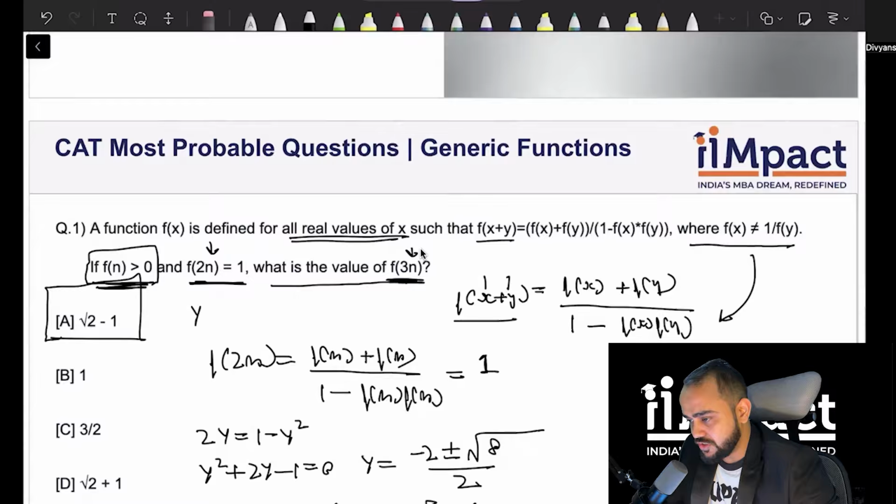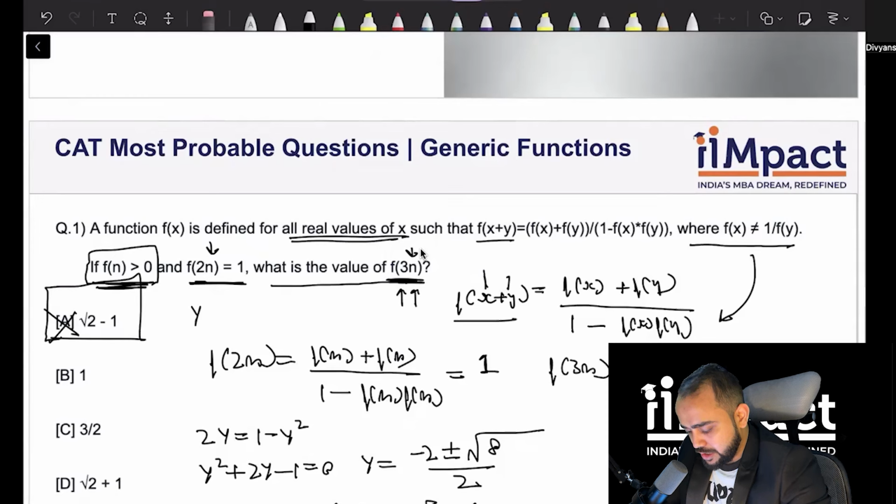Now it is clear, right? Because f of n is greater than 0, I will have to take the positive root. So this will turn out to be root 2 minus 1. So this is my f of n. Now I have to find f of 3n. You can already see they have laid this trap for me. They have put f of n as an option, which I'm not going to choose because I have to solve for this. So this is definitely not the answer. Let's go towards f of 3n.